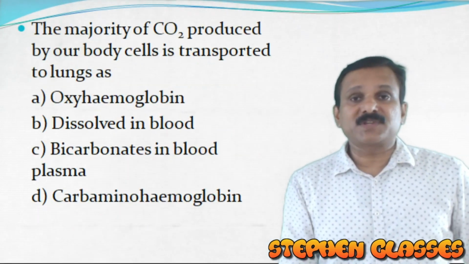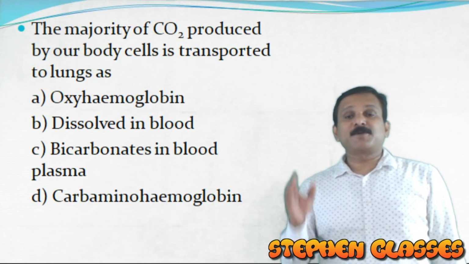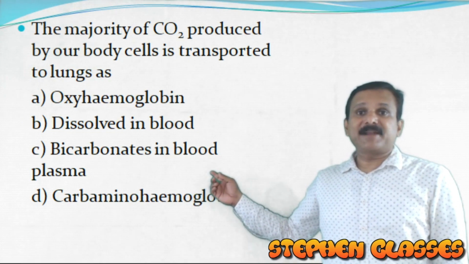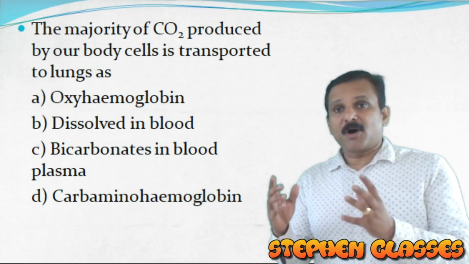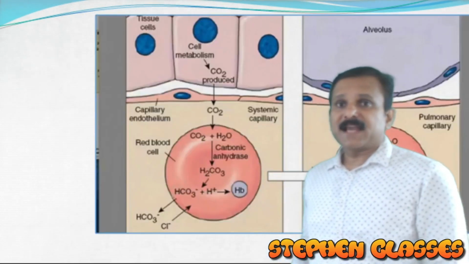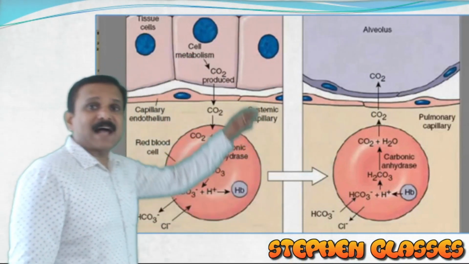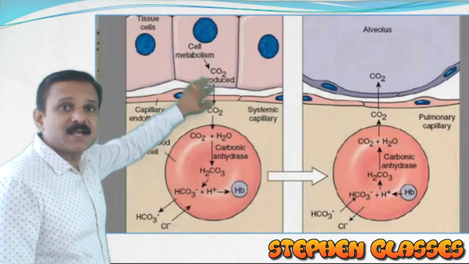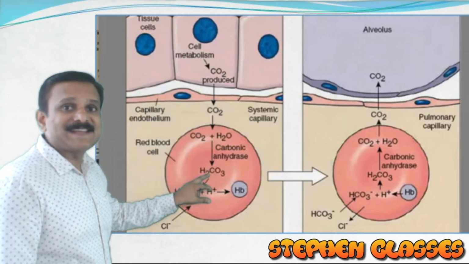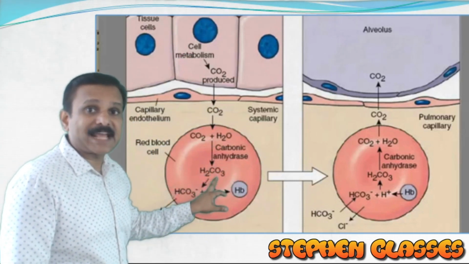Now we have the next question for you. The majority of carbon dioxide produced by our body cells will be transported to the lungs in the form of bicarbonates in blood plasma. So to know more details of carbon dioxide transport, we have the picture. First of all, what happens? When there is a high carbon dioxide concentration in tissues, this carbon dioxide will combine with water to form carbonic acid in the presence of an enzyme called carbonic anhydrase. So first of all, carbonic acid is formed.